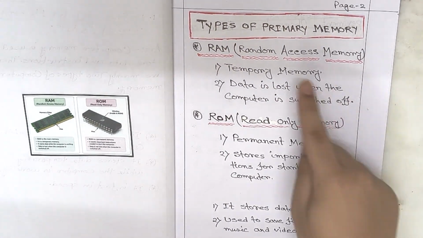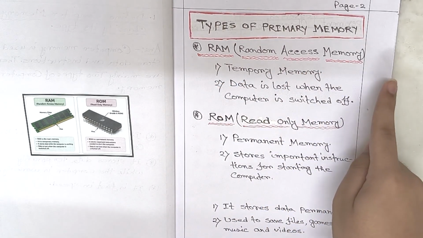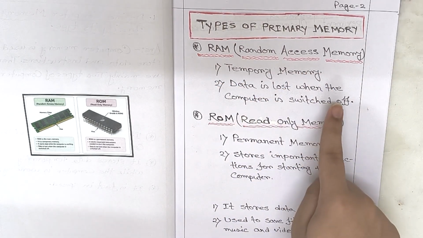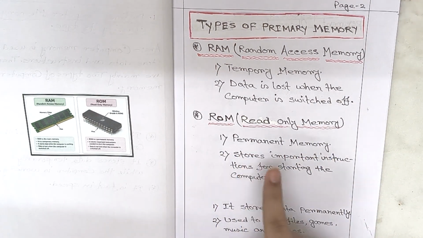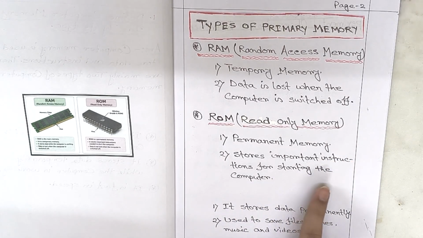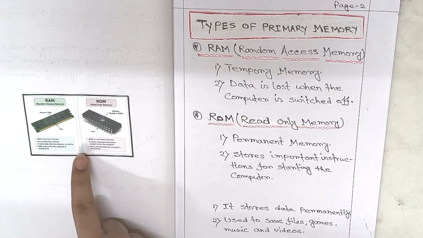Now, these are the types of primary memory. We have RAM, random access memory. It is temporary memory. Then we have ROM, read-only memory, which is permanent memory. It stores very important instructions. Here I've provided some images with the differences written here.